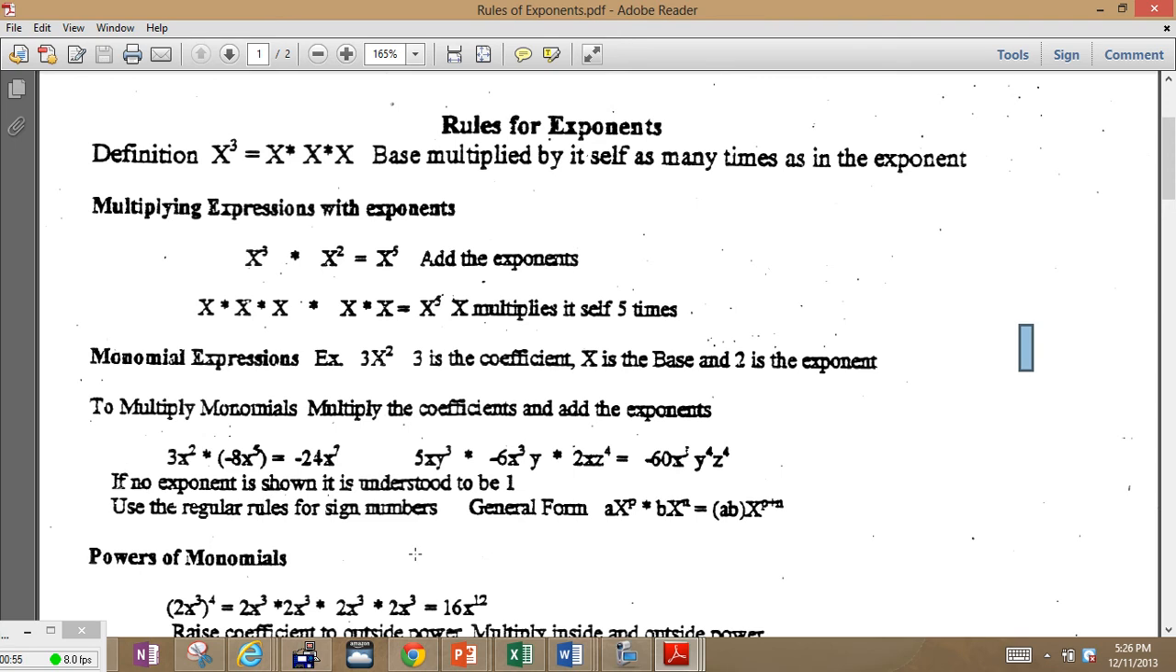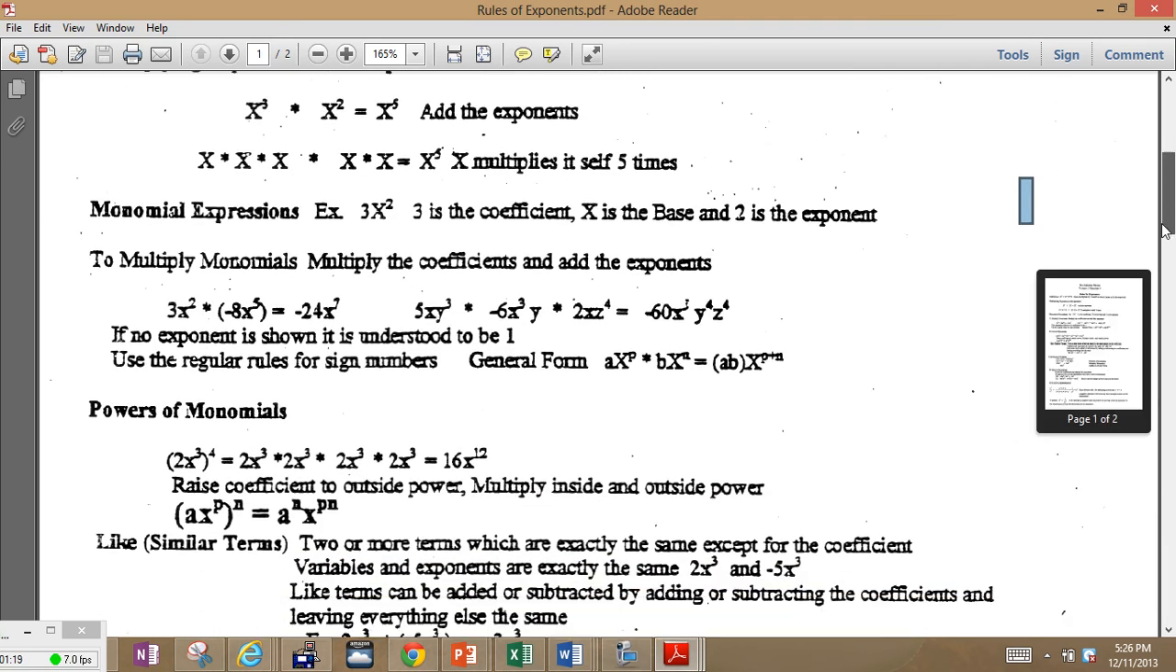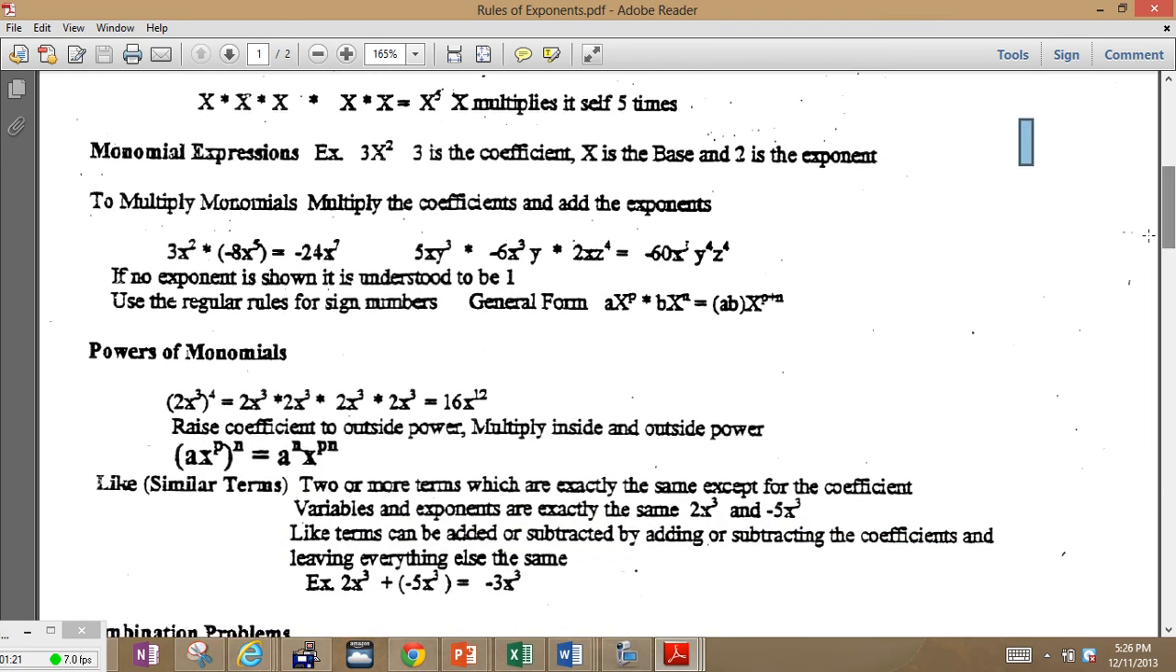That's all very elementary. Here's our general rule. Ax to the p times bx to the n is a times b x to the p plus n. Multiply the coefficients, whatever they are, add the exponents, regardless of whether they are whole numbers, fractions, negatives, whatever they are, even if there are other variables, we're just going to add them, okay?